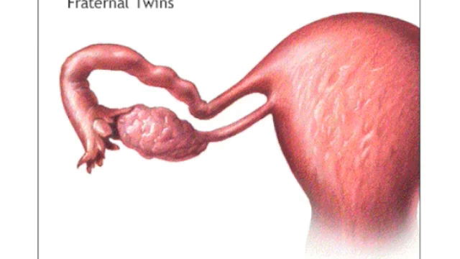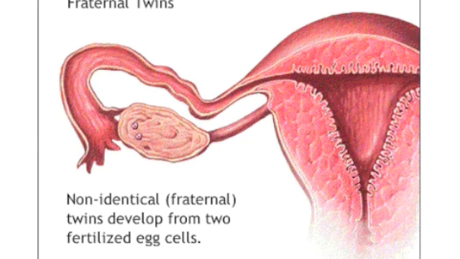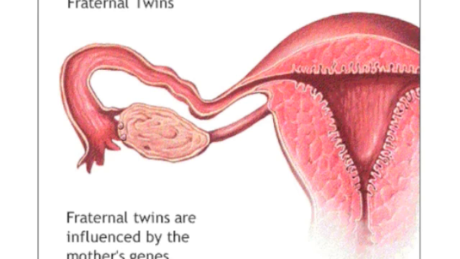Now, let's take a look at the second type of twins. Non-identical or fraternal twins develop from two fertilized egg cells or zygotes, which is why they're also called dizygotic twins. Unlike identical twins, however, fraternal twins are definitely influenced by the mother's genes.